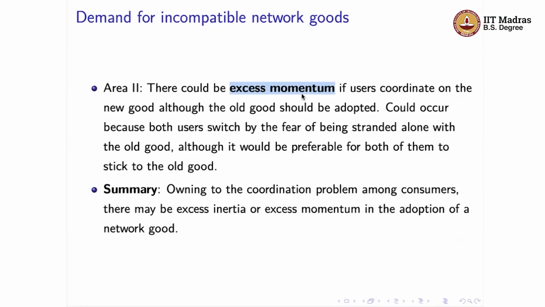Okay, so how do I summarize this example? The idea is simple. Owing to the different sorts of coordination problems that can happen among consumers, whenever we are talking about the adoption of different network goods which are incompatible with each other, we may well end up with a situation where there may be excess inertia or excess momentum. And this adds to our picture of what sort of market problems can happen whenever we are studying the market for several network goods.